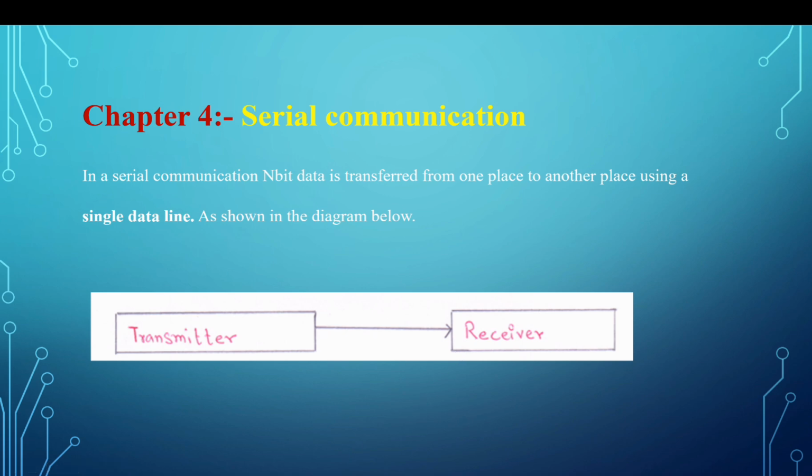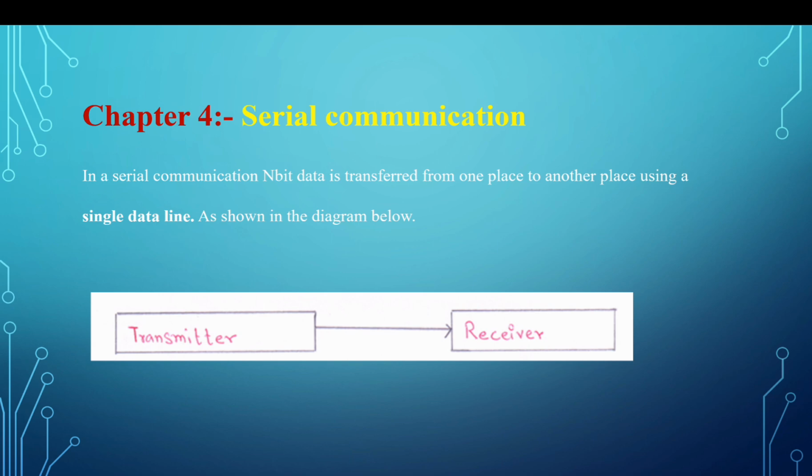In serial communication, n-bit information is transferred from one place to another place using a single data line. So whether the data is 8-bit, 16-bit, 32-bit or 64-bit, the entire frame of data will be transferred through a single conductor. This is the advantage of serial communication, whereas in parallel communication, the number of conductors is directly proportional to the number of bits.